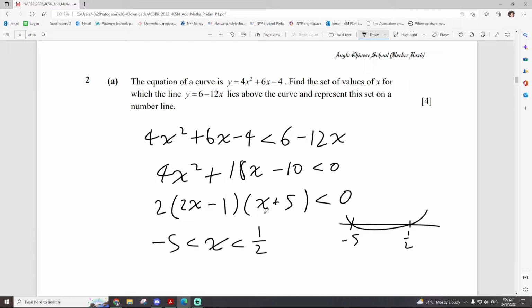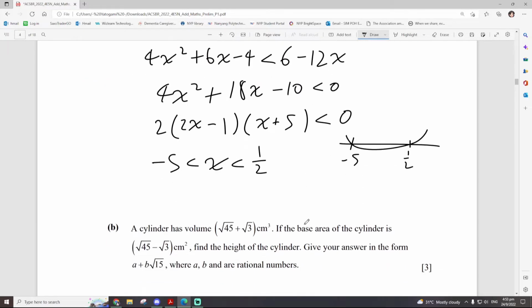And to represent this on the number line, you draw this line, and you do not need to label anything in between. You just label minus 5 and half. And because it's a strictly less than, it's an open interval, so use hollow circles rather than shaded circles. And there you go. And this is x.